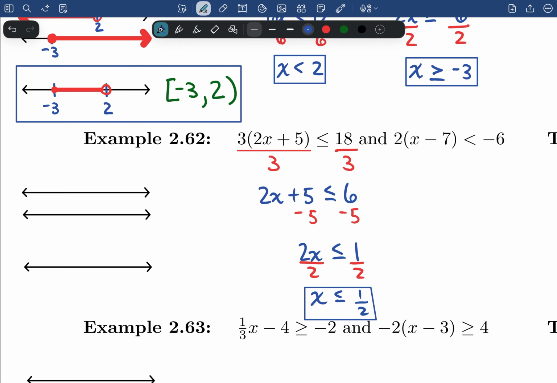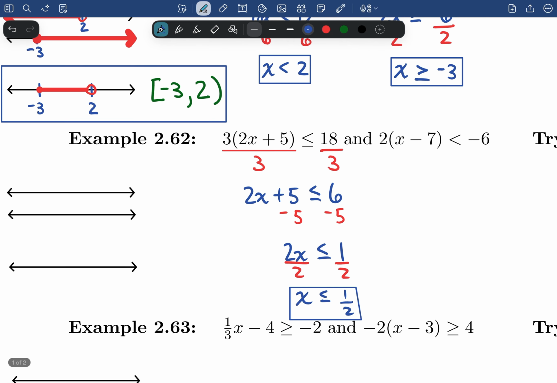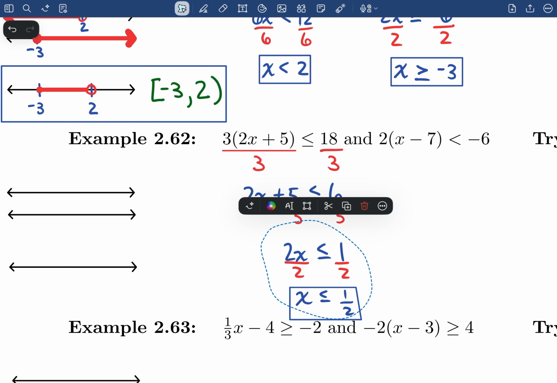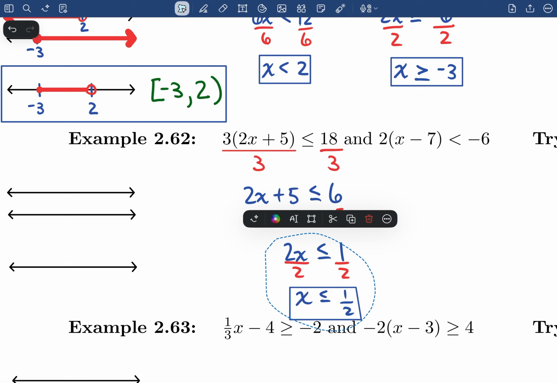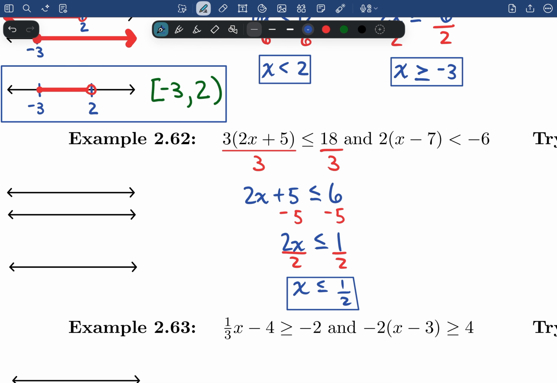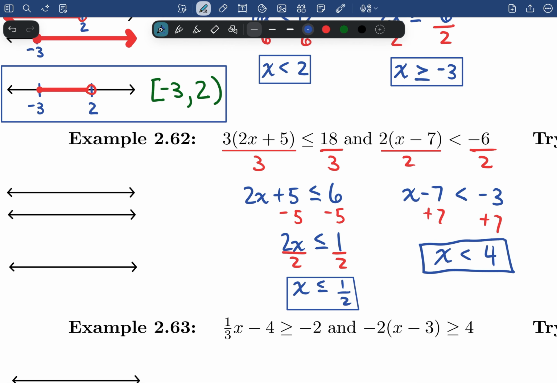Okay, let's now solve the second inequality. So the second inequality, I'll divide by 2. And I'll get x minus 7 is less than, well, negative 6 divided by 2 is negative 3. Now I'll add 7 to the other side, and I find out x is less than 4. Negative 3 plus 7 is 4. So I've solved that second inequality.